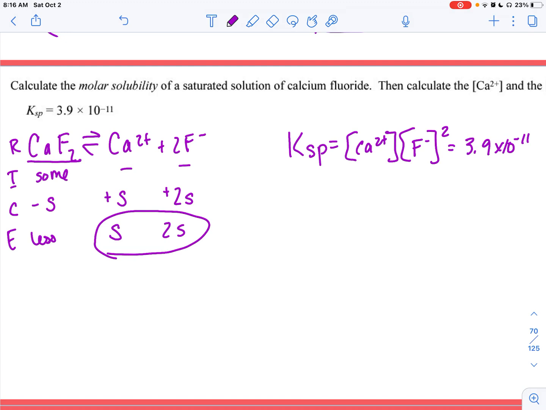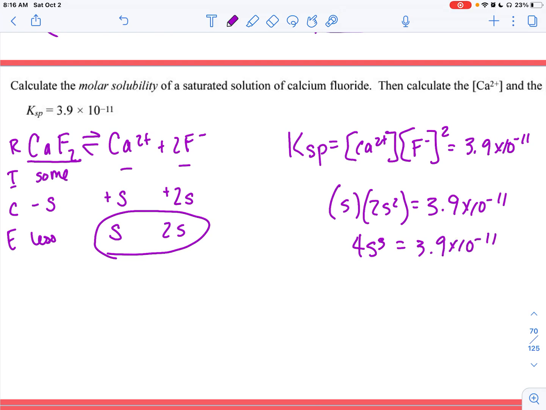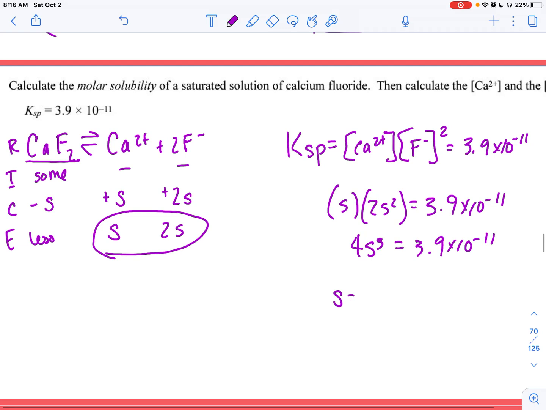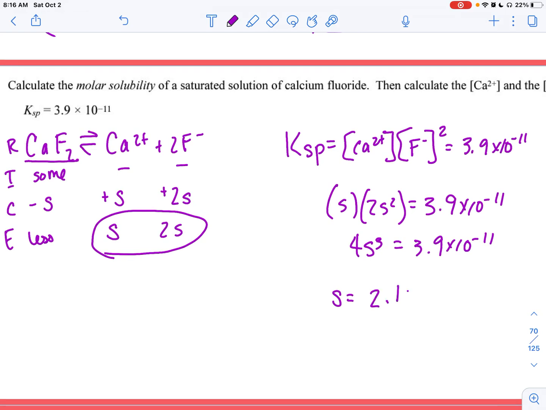So we can go ahead and plug that into our Ksp. We have S for calcium, 2S squared for fluoride. So 4S cubed is equal to our Ksp. And then when we solve for S, our molar solubility is 2.1 times 10 to the negative 4.